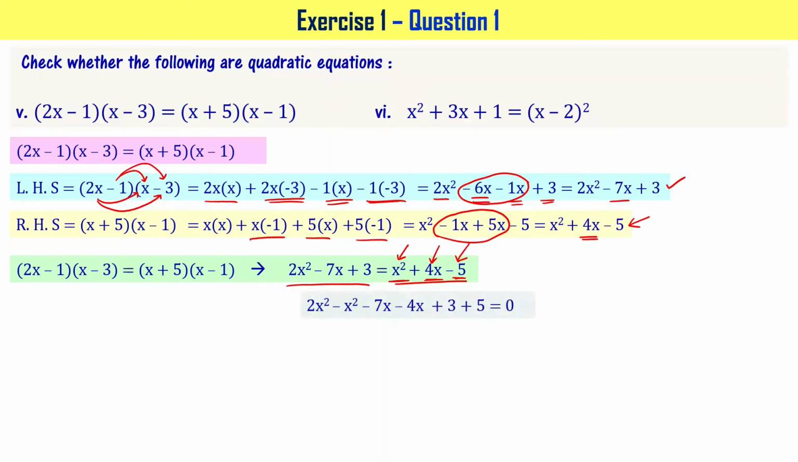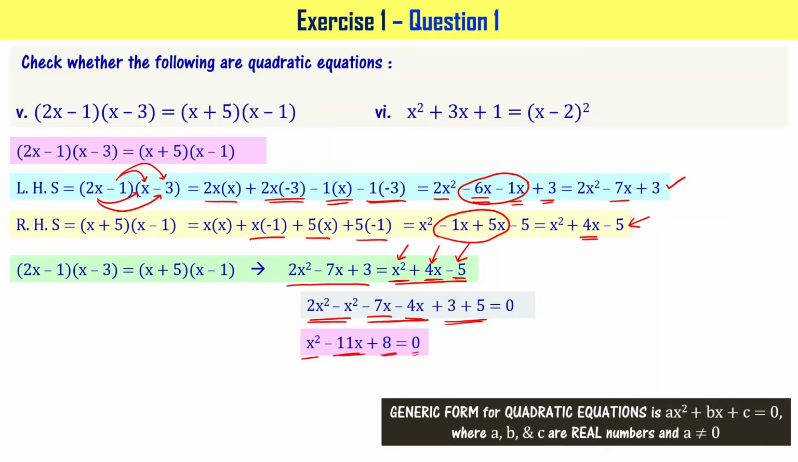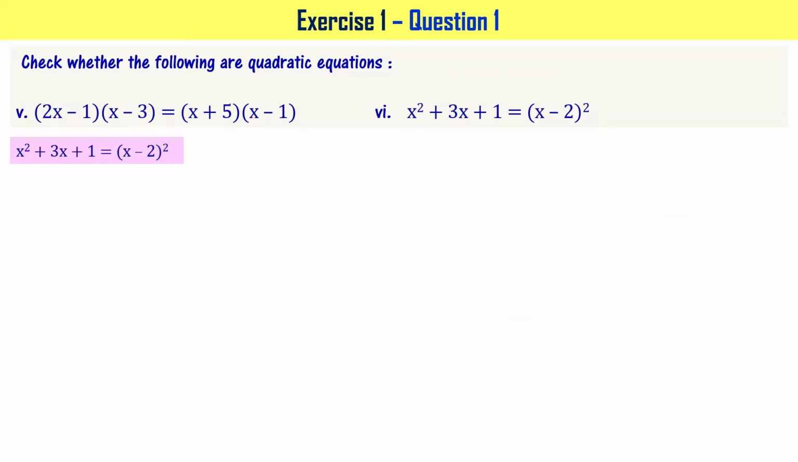Let's write that. So that the equation now is 2x square minus x square minus 7x minus 4x plus 3 plus 5, that is equal to 0. When you simplify this further, 2x square minus x square is x square, and minus 7x minus 4x is minus 11x, and 3 plus 5 is 8. So this is in the form of ax square plus bx plus c equal to 0, right? For that reason, what we say is the given equation is a quadratic equation. Got it?